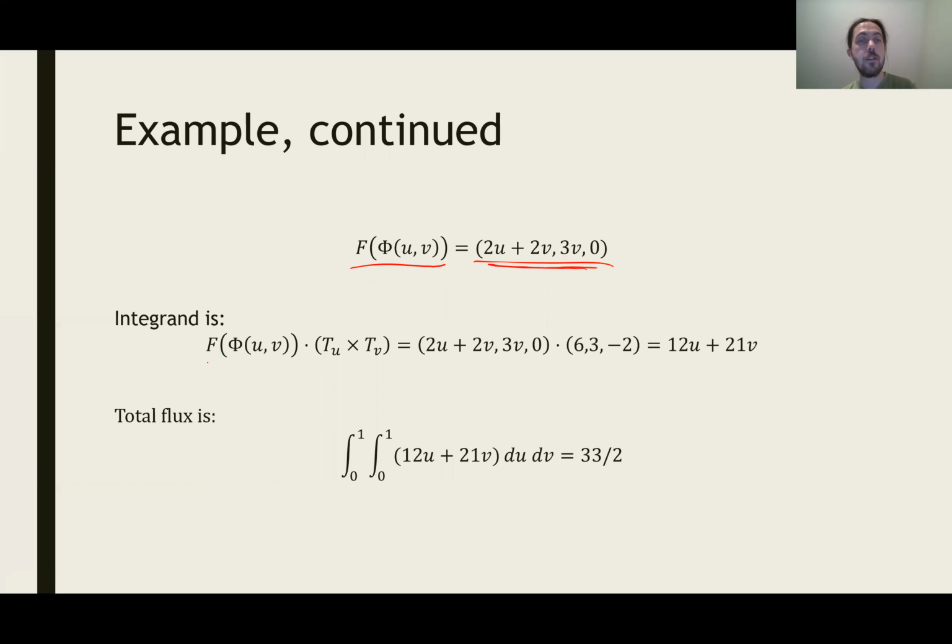That's F of phi. We take the dot product of that with our normal, so (2u plus 2v, 3v, 0) dot with (6, 3, -2). That gives us the thing we're going to be integrating, and then we calculate it with a double integral. Our region of integration is 0 to 1 and 0 to 1, and our integrand is what we figured out above, and if we work this out, it turns out to be equal to 33 over 2 in this particular case.